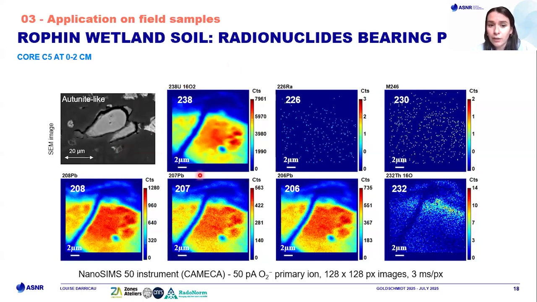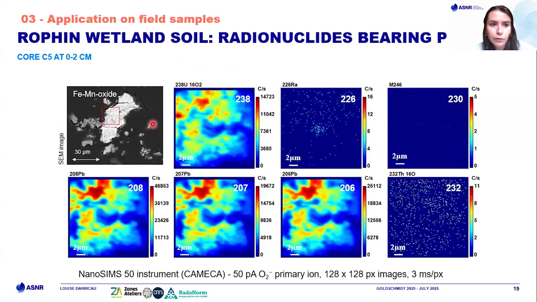And here are the results for the NanoSIMS image. So we have uranium here, the lead isotopes here for 208, 207, 206. And here we have radium and thorium-230 and thorium-232. As you can see, for radium and thorium in this phase, we don't have a really high signal. We only see a bit of dots, but it's still greater than the instrumental noise.